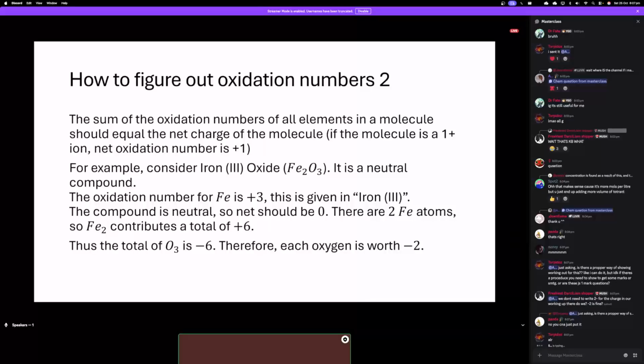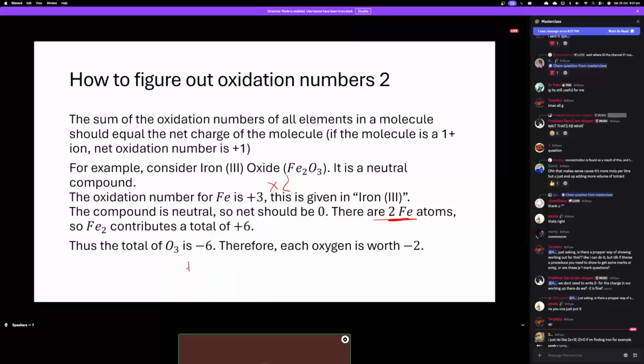Here's an example: iron 3 oxide, Fe2O3. The oxidation number for iron is +3 because I told you it's iron 3. The compound is neutral, so the net should be 0. There are 2 iron atoms, so Fe2 contributes a total of +6, because +3 times 2. Therefore the total of O3 must be -6, because +6 minus 6 has to equal 0.